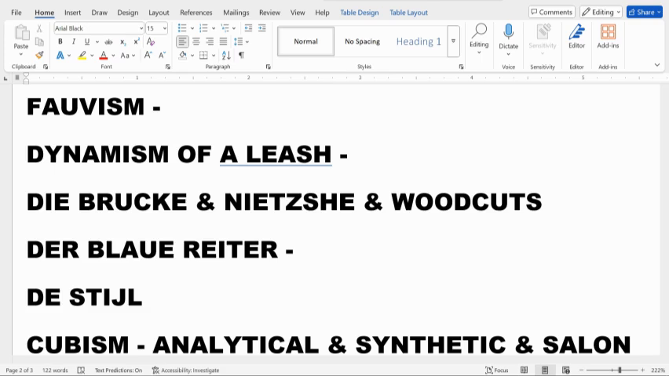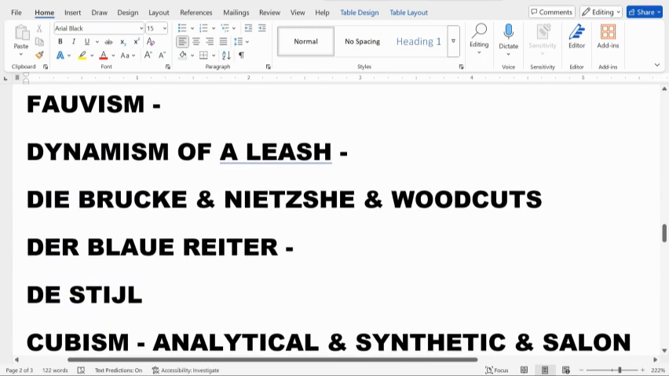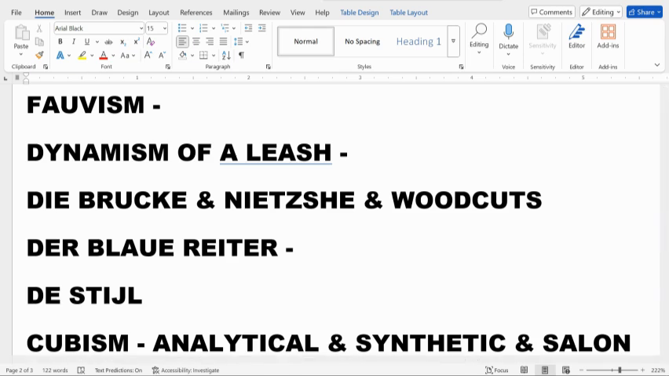Fauvism is on the test. I want you to know the characteristics of Fauvism. How would you know it if you saw it? Like a box of crayons exploded. I want you to know the meaning of the word Fauvism, or fauve: wild beast. It's a wild beast.